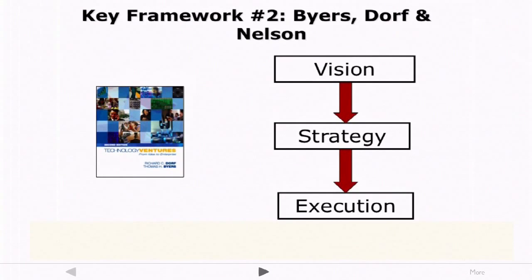So our second key framework comes from the textbook that we're using for the class, Technology Ventures. And this framework talks about the entrepreneurship process as essentially proceeding in 3 stages. It starts with having an initial vision, and then you proceed from that vision to creating the strategy that you'll use in the venture, and then executing on that strategy. And so we have 3 essential steps: vision, strategy, and execution.